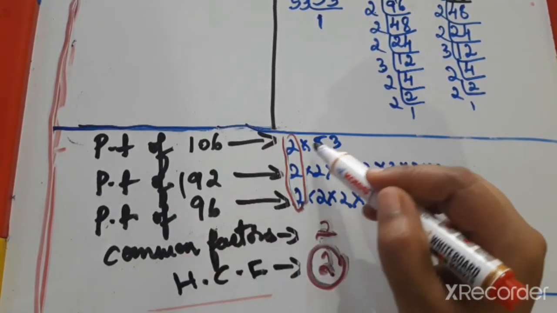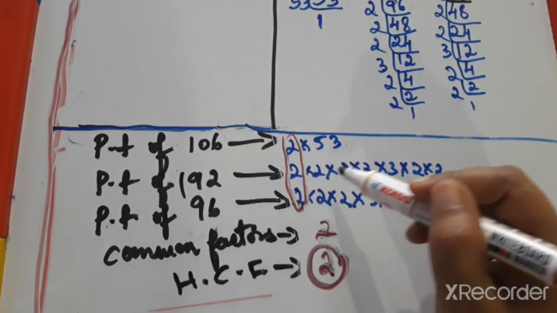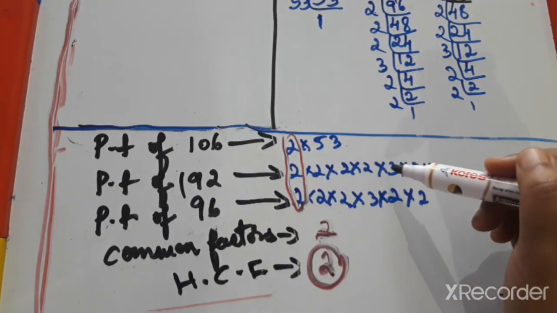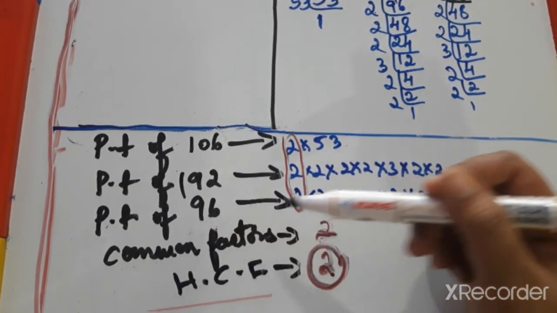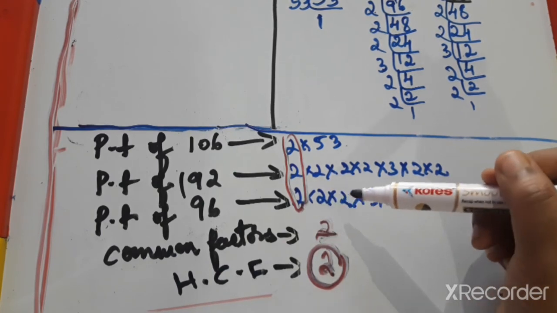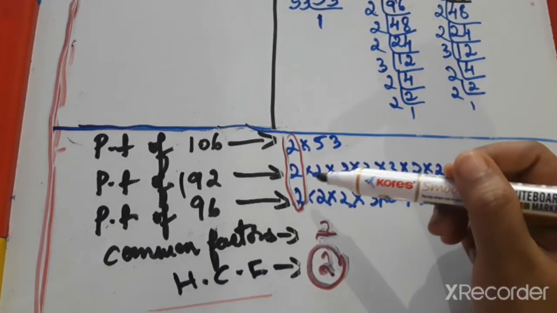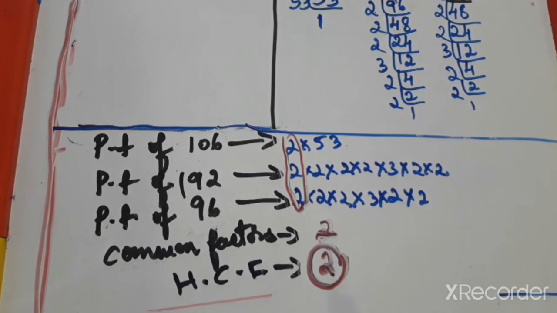Factor of 106 is 2 into 53. Factor of 192 is 2 into 2 into 2 into 2 into 3 into 2 into 2. Factor of 196 is prime factor 2 into 2 into 2 into 3 into 2 into 2. And the common one is 2. In all cases 2 is the common number. Common factor is 2. HCF is 2 only.